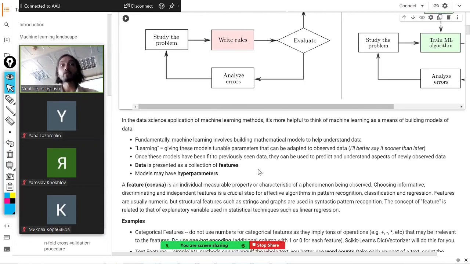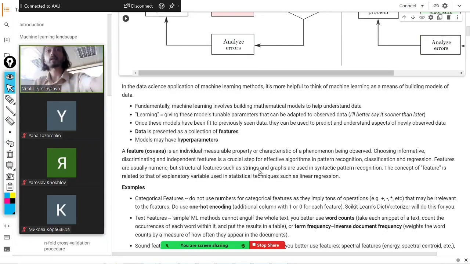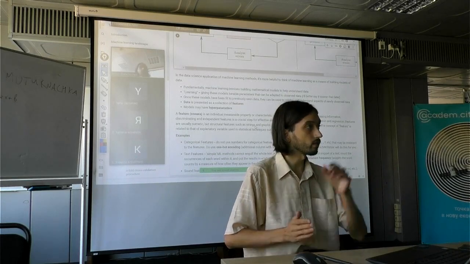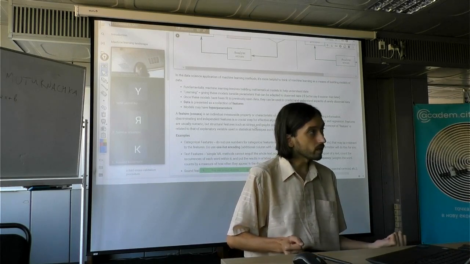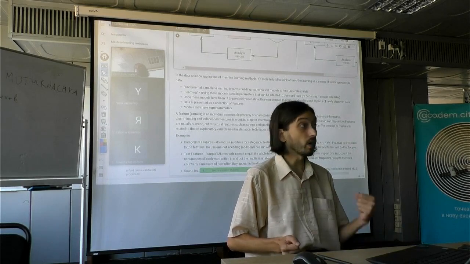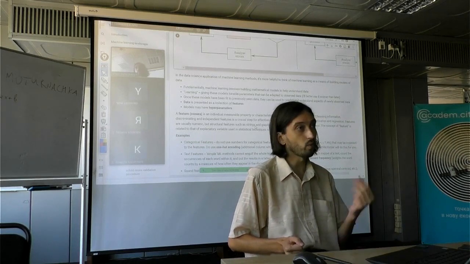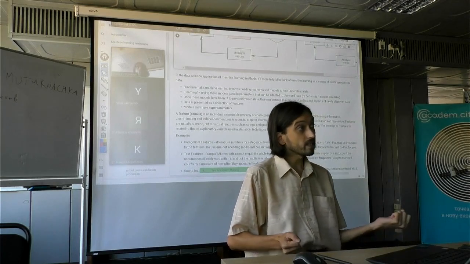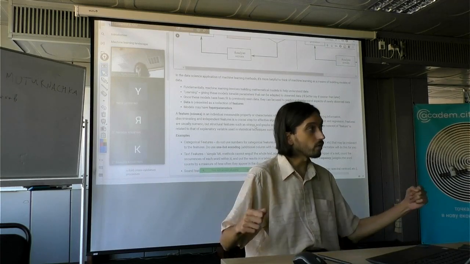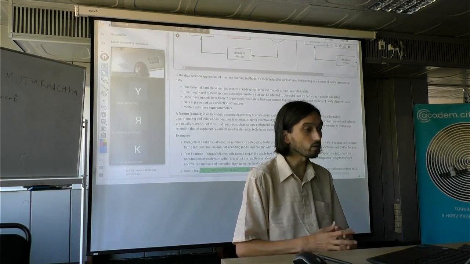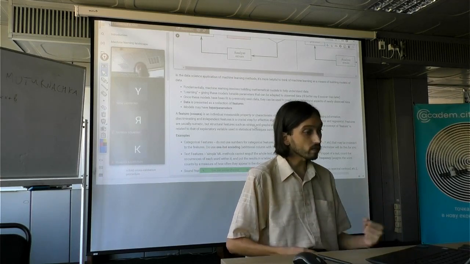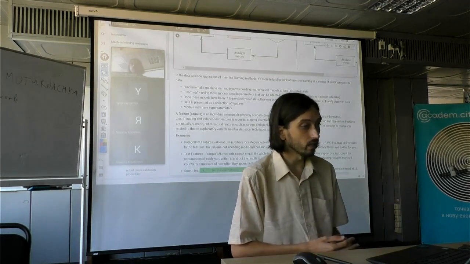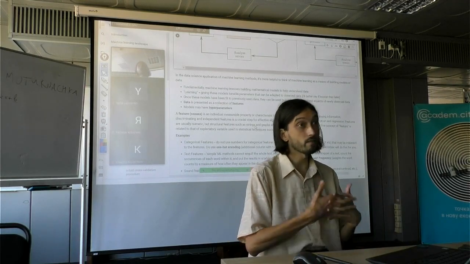Data is always represented as a collection of data points. So if you have a data set, that's a collection of data points. Why data points? It's a sort of method to underline that these are some points living in a multi-dimensional space. What are these dimensions? Each dimension you have in your data point is called a feature. So what is a feature? A feature is a measurable property or a characteristic of a phenomenon being observed.